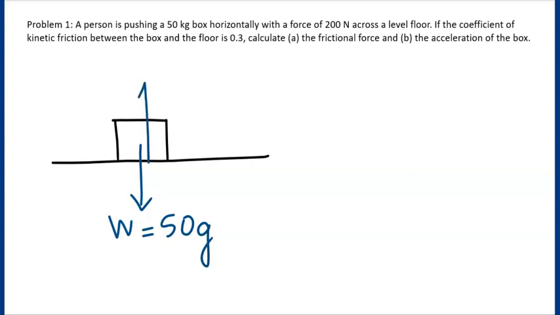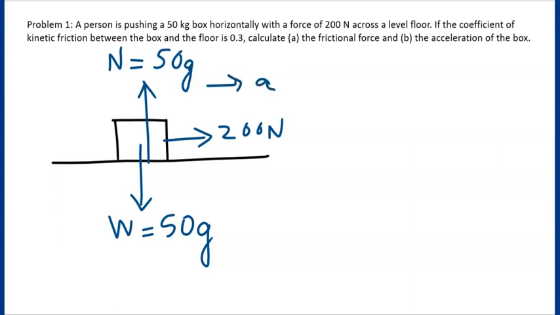And then there is this normal force. The normal force is the same as weight in this case, which is 50 times gravity. There is a forward force that is moving this box, and that is 200 newtons. And obviously there will be an acceleration, which we'll calculate in part B. And of course, do not forget, there is this kinetic friction.